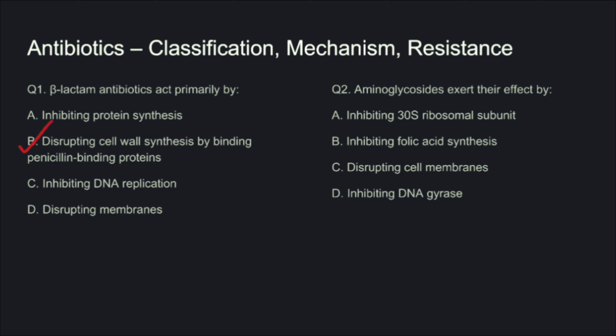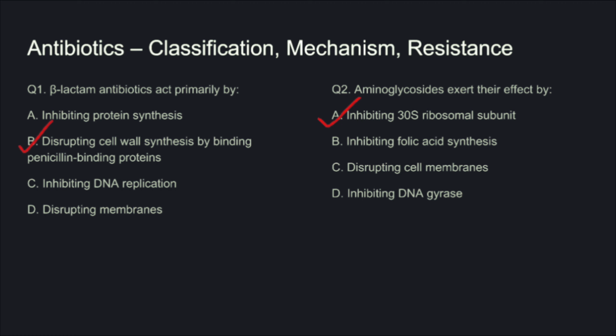So what do beta-lactams do? They prevent the peptidoglycan cross-linking and that causes the lysis of the cell. Okay. Question number 2. Aminoglycosides exert their effect by. Options are A, inhibiting 30S ribosomal subunit, B, inhibiting folic acid synthesis, C, disrupting membrane, D, inhibiting DNA gyrase. So the correct answer is by inhibiting 30S ribosomal subunit.